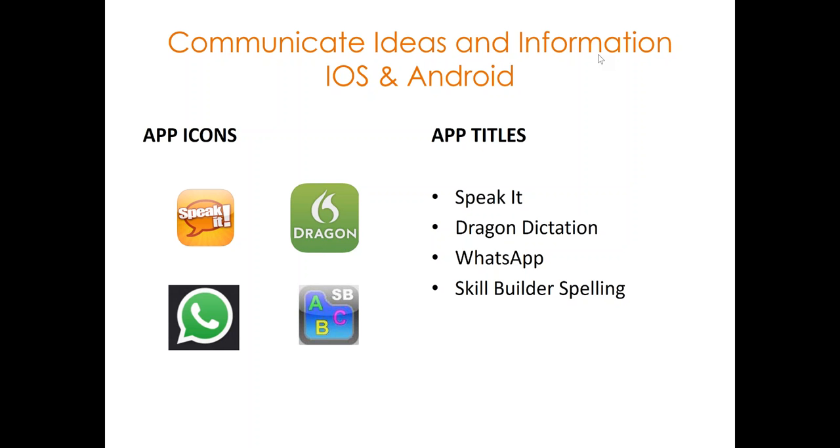WhatsApp is a free communications app, and I know that a lot of people use it. I don't use it myself, but I know that a lot of people use it for texting. And I would suggest that using an app like that within the communicate ideas and information competency is a very interesting way to work with students. Students may already be using that app or a similar app on their phones, and so I think you can do a lot of learning in there. And then there's the very straightforward Skill Builder Spelling. This is a spelling app, allows students to create or access word lists, practice spelling.